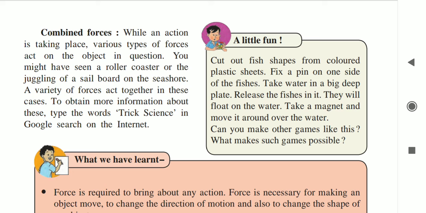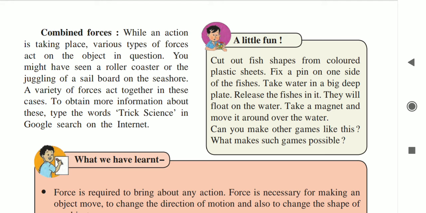But combined force is not only a single force, but it is a combination of many forces together. Examples are given of a roller coaster and a sailboat. Understood, no? So a sailboat uses wind. Understood. So wind is a kind of force which is applied there.